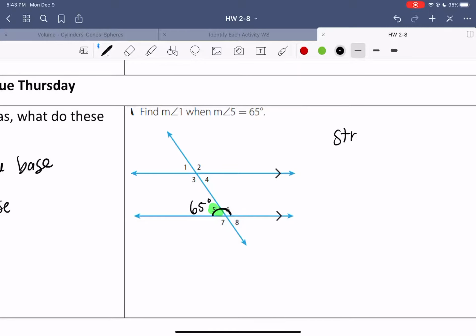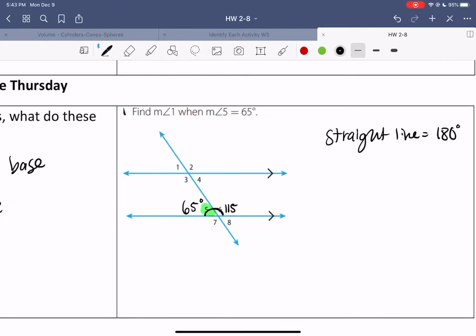So a straight line equals 180 degrees. So from there, we have 65. If we want to find angle 6, we have 180 minus 65. So this is going to be 115. And then we know that this angle right here and this angle right here, since they are vertical angles, are going to be 65 and 115.